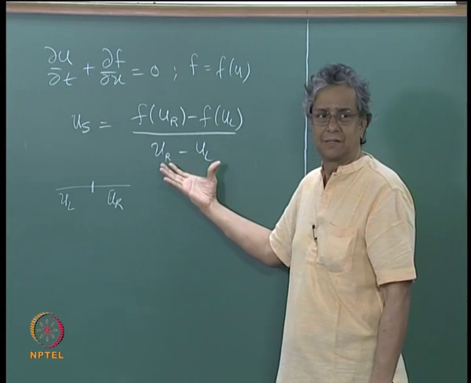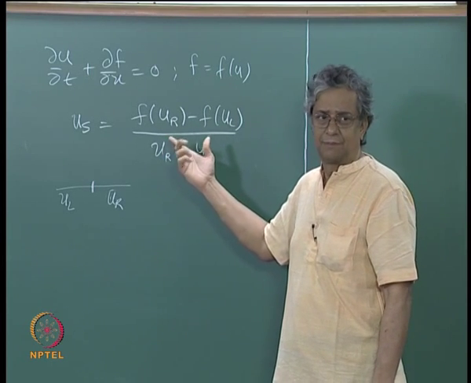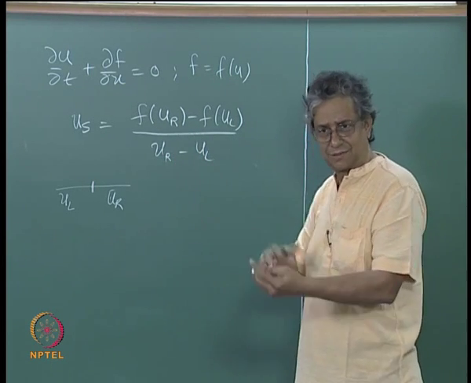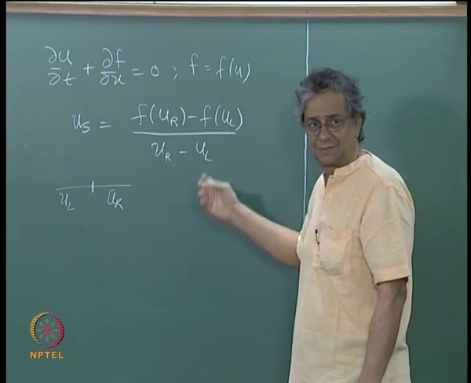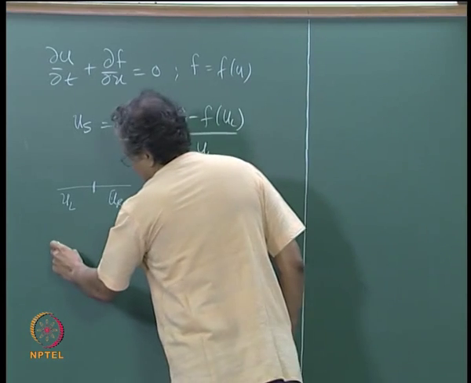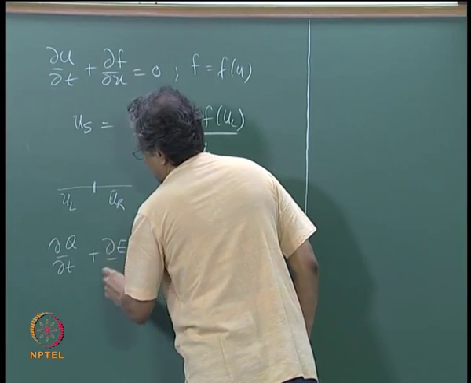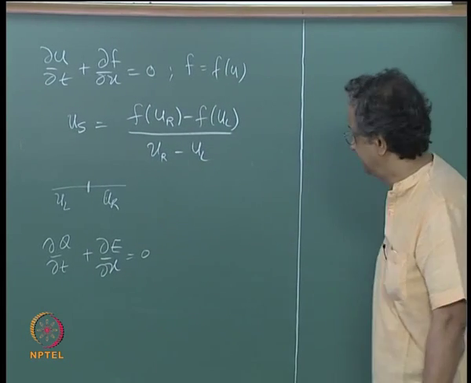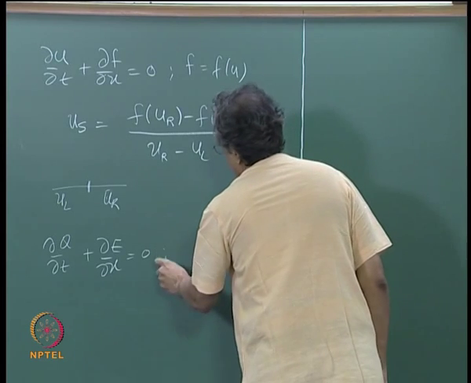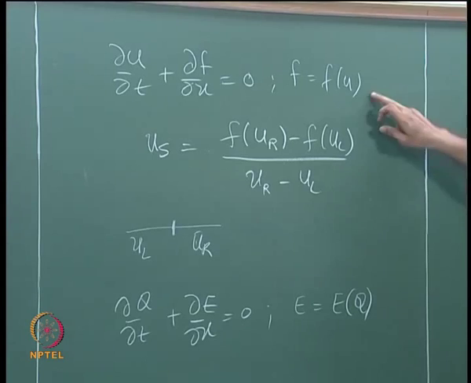what is this a? In the scalar case this was just a number, but in the vector case it becomes a little more complicated. It is not just a set of three numbers. So in the vector case we have ∂q/∂t + ∂e/∂x = 0, where e is a function of q in a similar fashion.